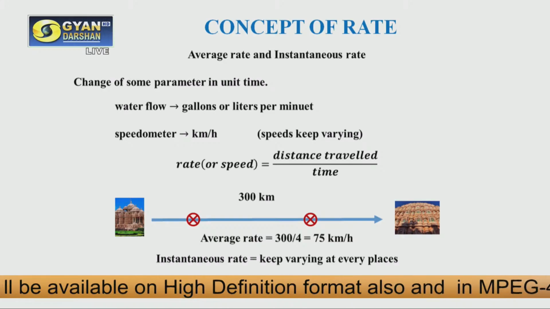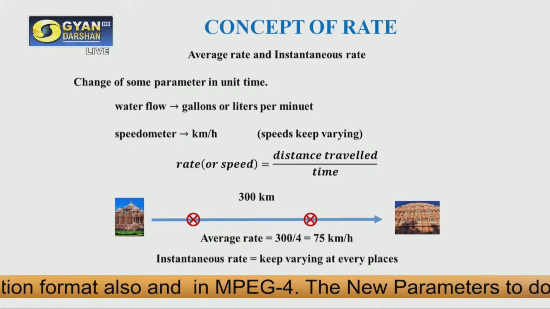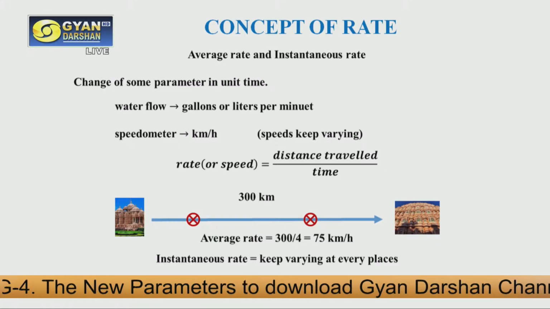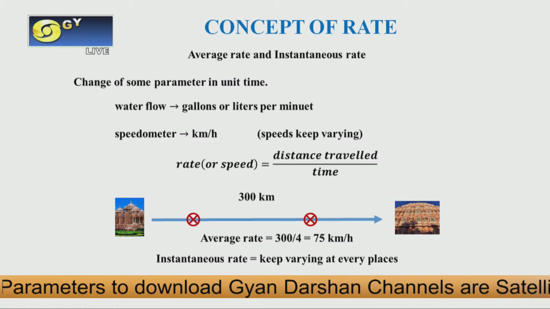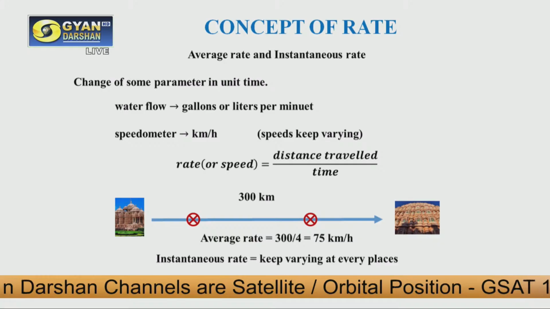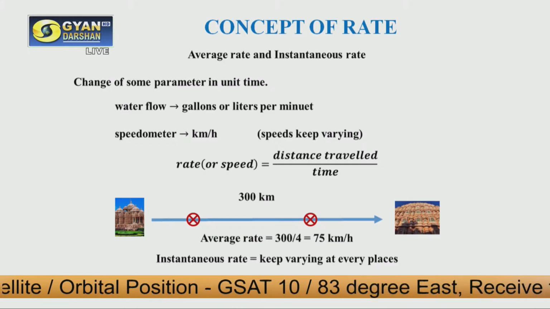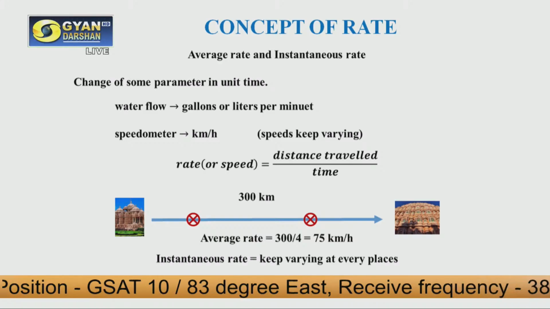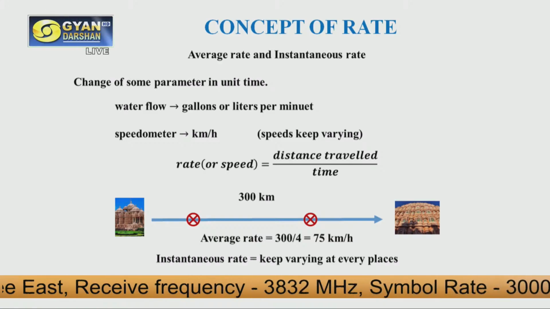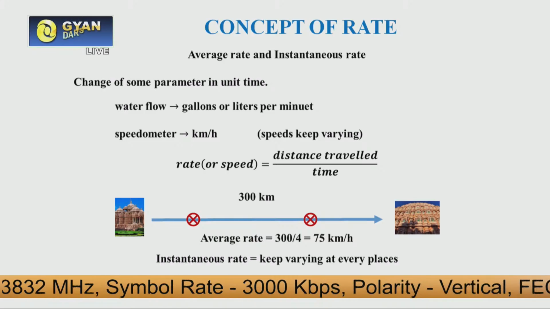Suppose the distance from Delhi to Jaipur is 300 kilometer, and we cover it in 4 hours. So what is the average rate? We know the distance from Delhi to Jaipur is 300 kilometer and we cover this distance in 4 hours. So 300 divided by 4 is 75 kilometer per hour. This is our average rate. The average rate for going from Delhi to Jaipur is 75 kilometer per hour. But it is not exact. This is the average rate.